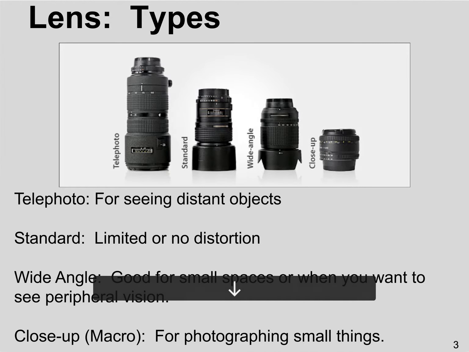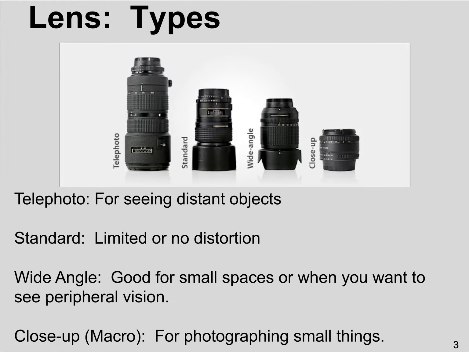So lens types. So we have telephotos. Those are big, tall lenses. They're great for seeing distant objects. So maybe if you're on the Serengeti and you don't want to be in the lion's face, a telephoto lens can be helpful. Standard lenses, limited or no distortion. That means that they won't alter the way that a subject looks. They won't make them look more round and bigger or thin and sort of basically compacted.